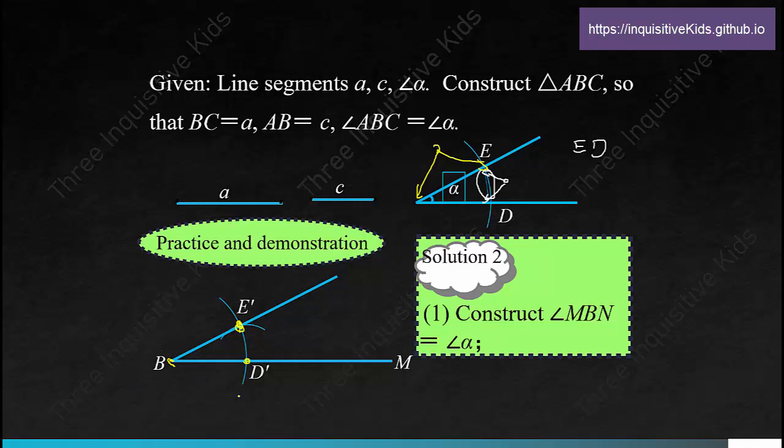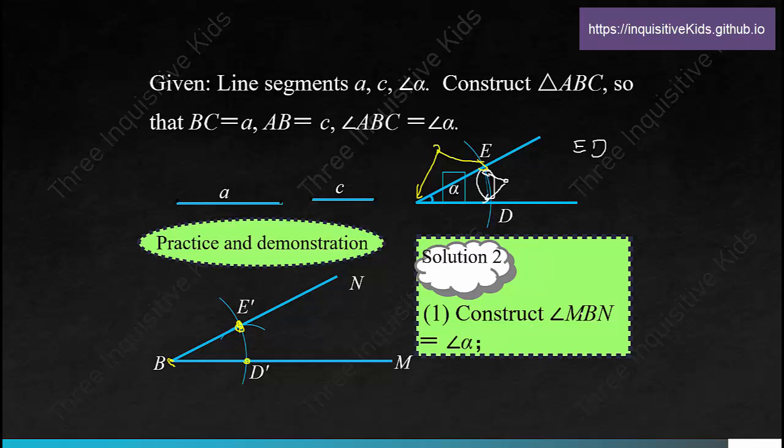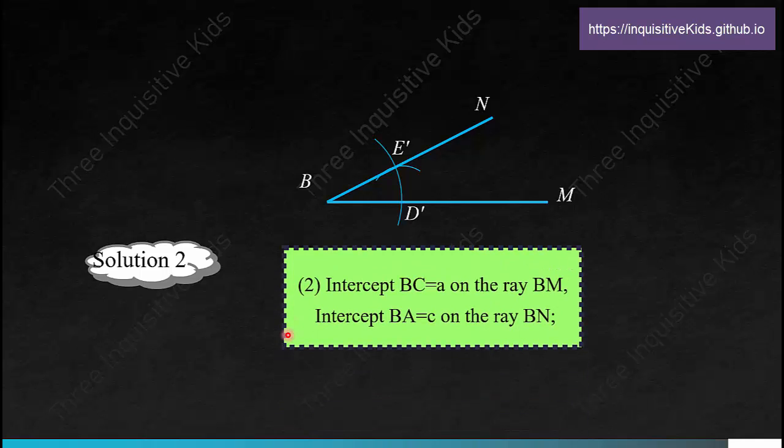Now we have one angle, but we need to connect the two sides. Then what we do, this part over here is N. And we wanted to construct angle MBN. So here we have angle MBN equal to angle alpha. So here's another solution. We can intersect BC equal to A on ray BM, and then intersect BA equal to C on ray BN.